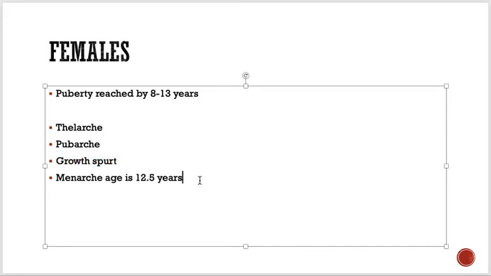Okay. One very important concept to remember is early puberty is very common in females, but late puberty is rare. Okay. So early puberty is common. Now it's a very important clinical point. It's common, but late puberty is rare.